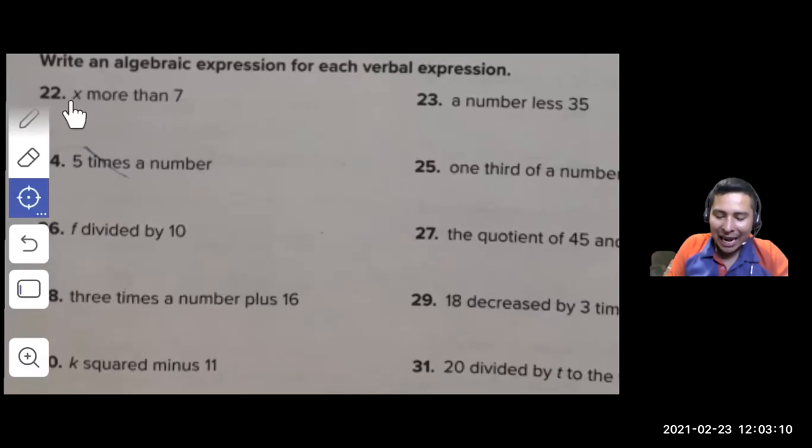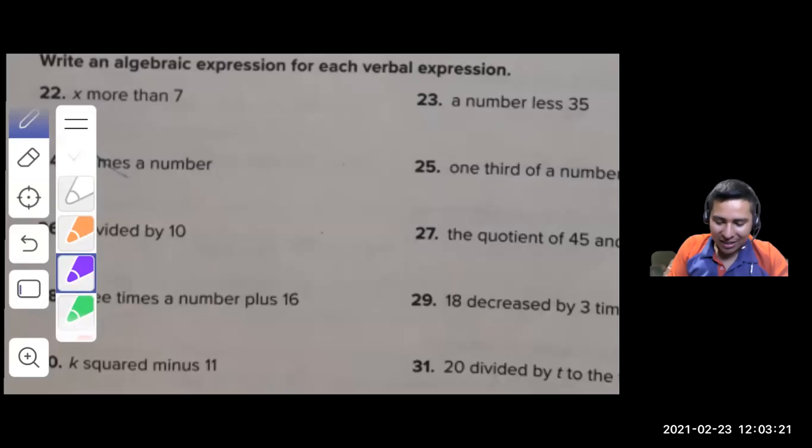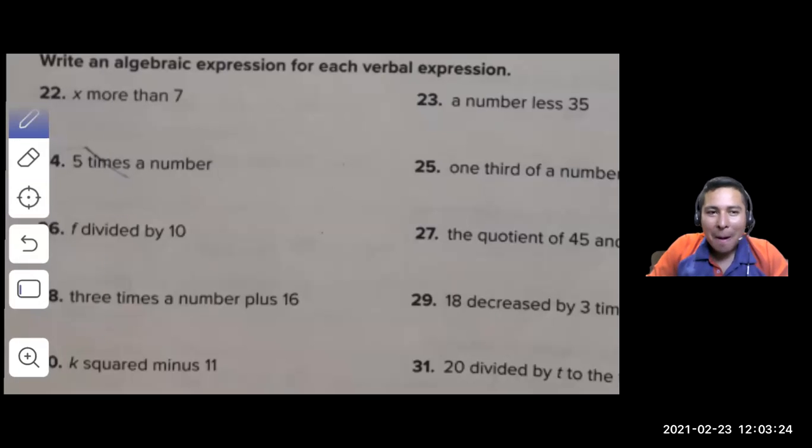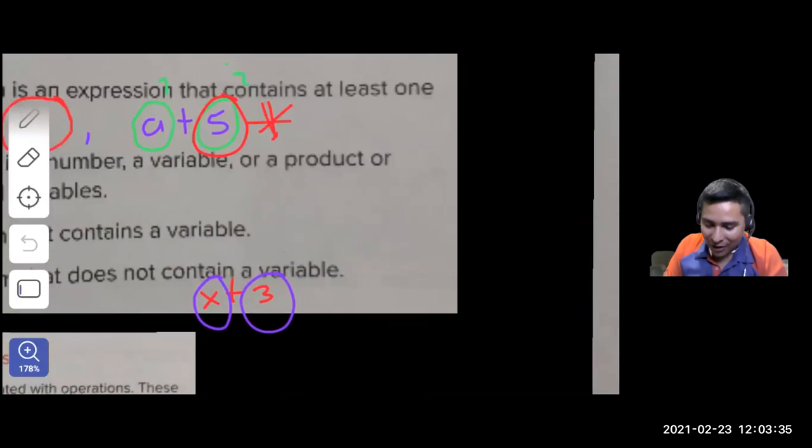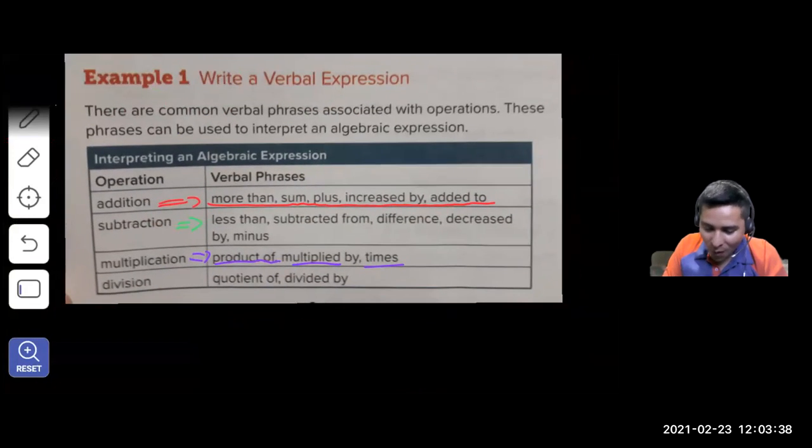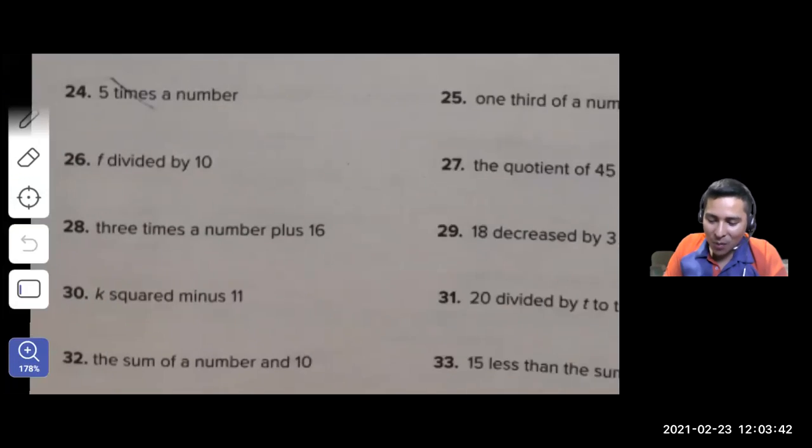How would you translate, guys, x more than 7? X more. What does more mean, guys? Addition, subtraction, division, multiplication? Let's say I have two fingers, more two fingers. Addition. Correct. Let's get back to the table. More than is addition. Okay, more means addition.